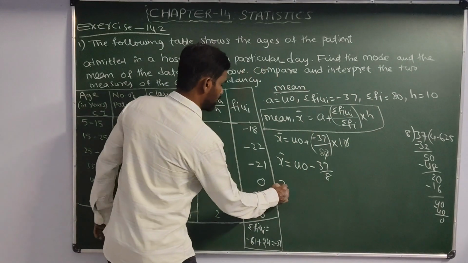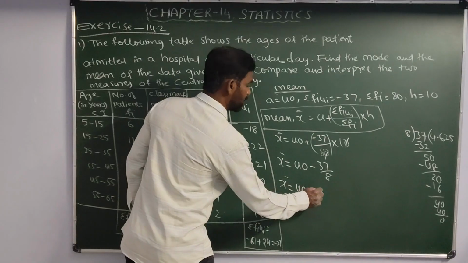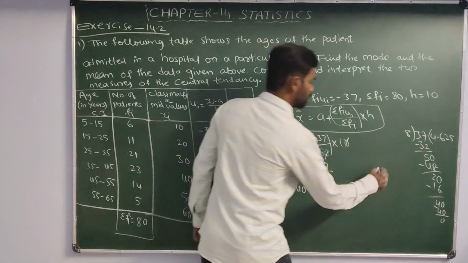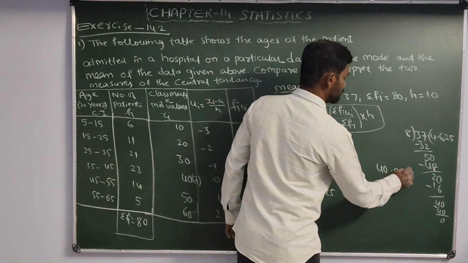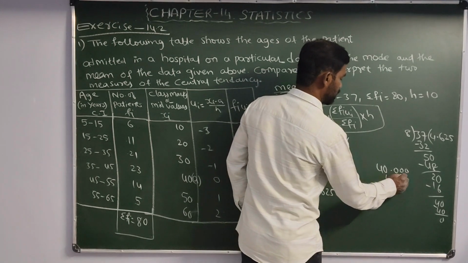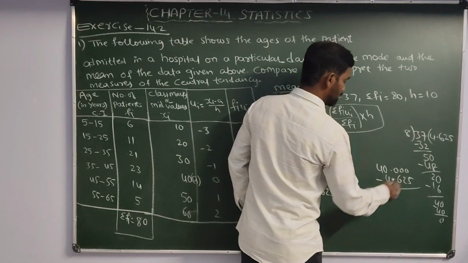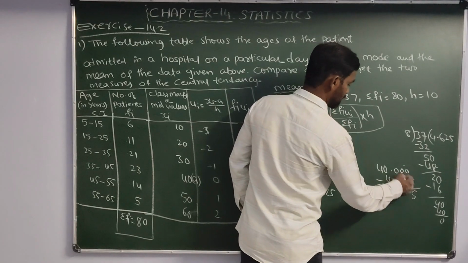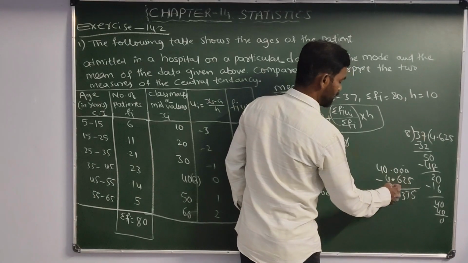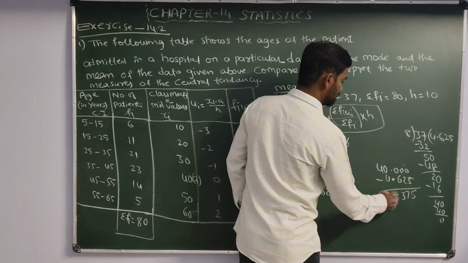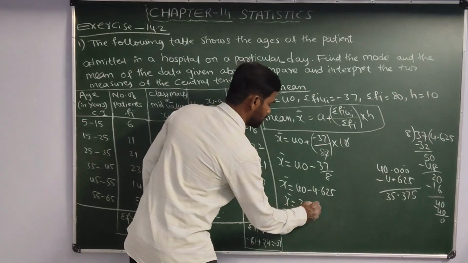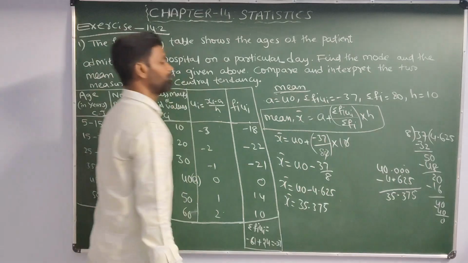So x bar is equal to 40 minus 4.625. Write 40.000 and subtract 4.625 from it. 10 minus 5 is 5, 9 minus 2 is 7, 9 minus 6 is 3, 9 minus 4 is 5, and this is 3. So the answer is x bar is equal to 35.375. This is the mean.